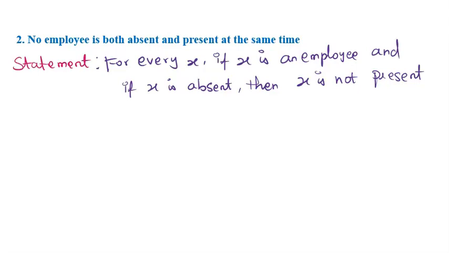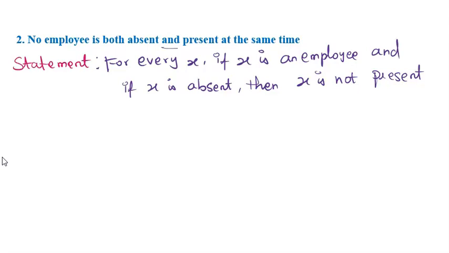Don't think that the and operator is involved immediately. First point out whether the statement is possible or impossible, true or false. Then you can conclude whether the and operator is involved or not. So convert to the easy format: for every x, if x is an employee and if x is absent, then x is not present. This will never happen. This is impossible. At a time, no employee will be absent and present.